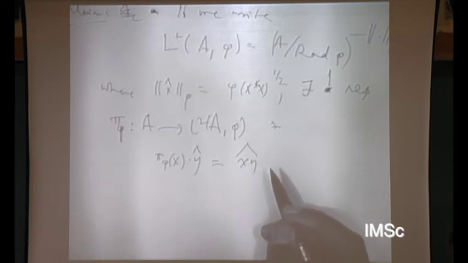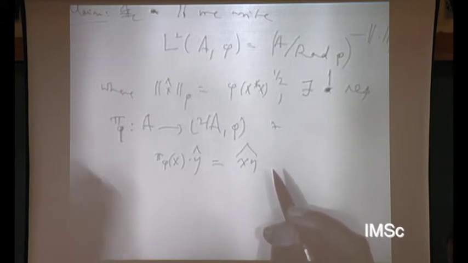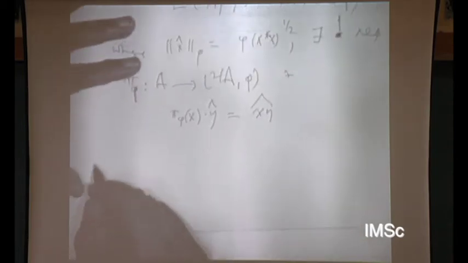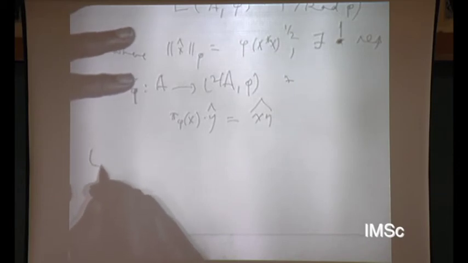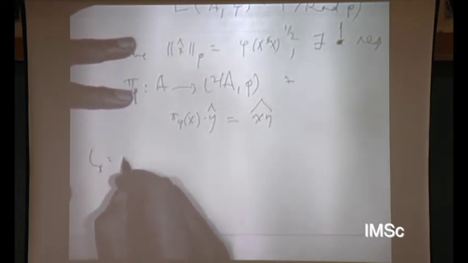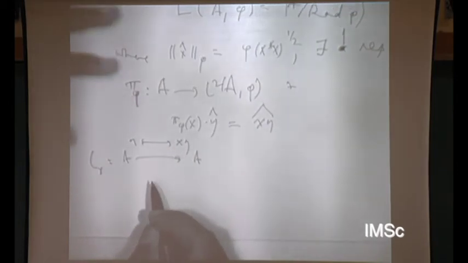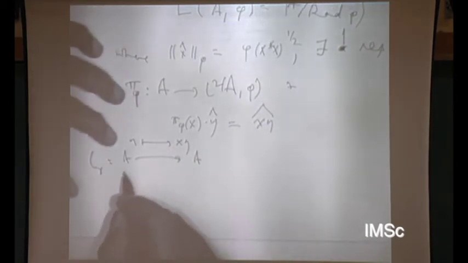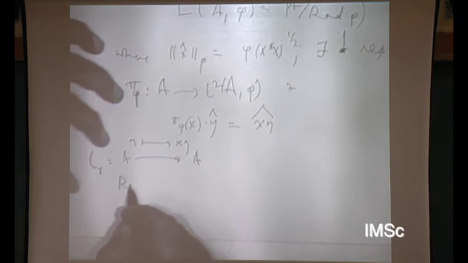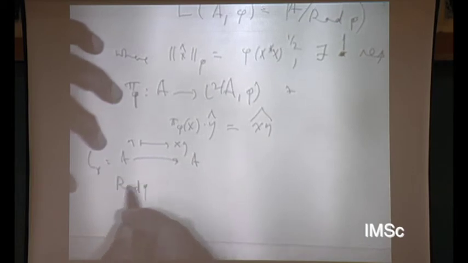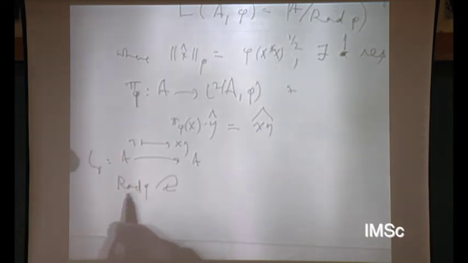This uses the left ideal property. If I say L_x for left multiplication by things in A, y going to xy, then because this rad phi was a left ideal, this would send rad phi into itself.